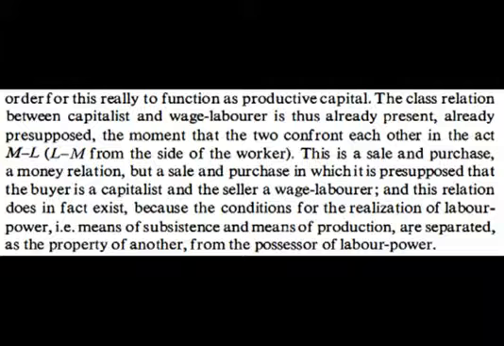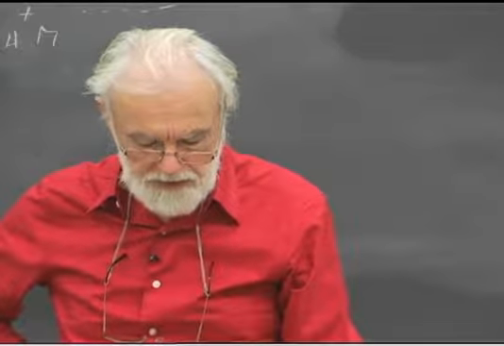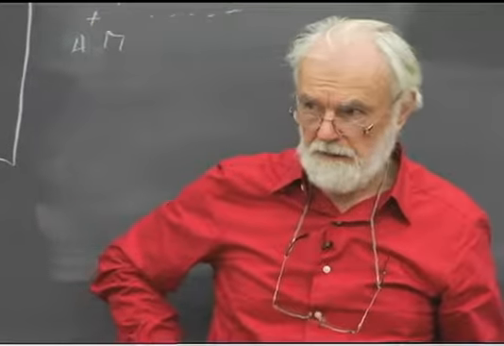It's a sale and a purchase, a money relation. But what is presupposed in it, he says, is that the buyer is a capitalist and the seller a wage labourer. And this relation does in fact exist because the conditions for the realisation of labour power, i.e. means of subsistence and means of production, are separated as the property of another from the possessor of labour power. And he then goes on to talk about this nature of this class relation, which of course rests on what in Volume 1 is called primitive accumulation, in which labourers have been dispossessed of access to the means of production. So 116, he says, this fact implies the occurrence of historic processes through which the original connection between means of production and labour power was dissolved.